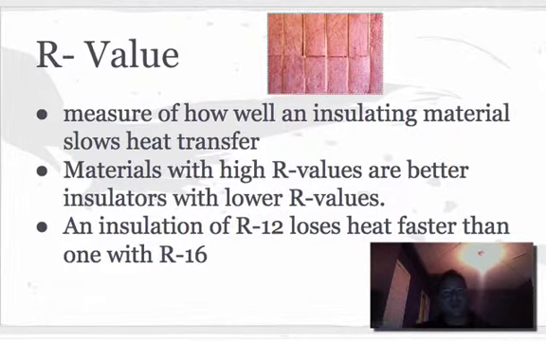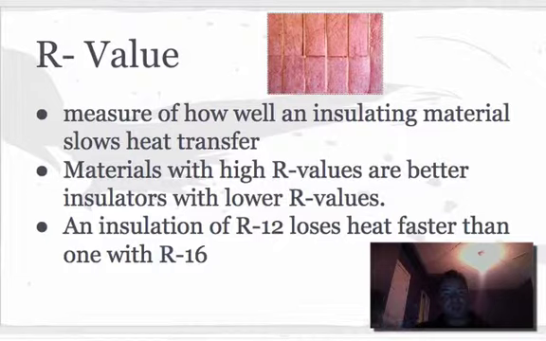Materials with higher R values are better insulators. They slow heat transfer, they prevent the transfer of heat. And so the lower the R value, the lower the insulative value or purpose. Realistically, if it has a low R value, it's not going to insulate as well, and therefore it's going to allow more heat transfer. An insulation of R12 loses heat faster than an insulation of R16.